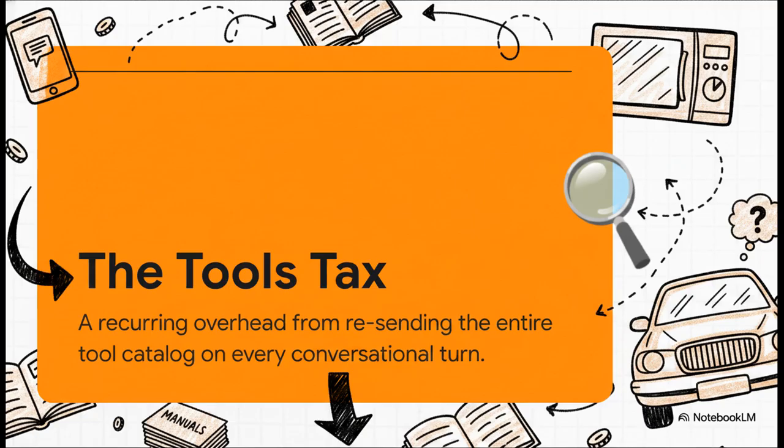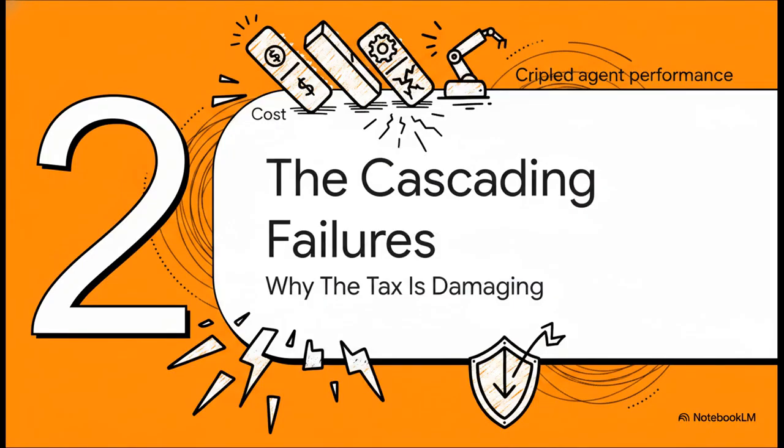The protocol is stateless, which is just a fancy way of saying it has no memory. So on every single conversational turn, the agent resends the entire instruction manual, the schema, for every tool it has, burning through tens of thousands of valuable tokens. And look, this isn't just about money. It's so much worse than that. This tax creates these three cascading failures that just absolutely cripple your agent's performance.